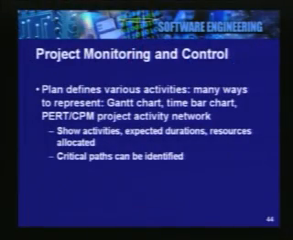Once the project plan is in place, we will use it for monitoring and control. The plan defines the various activities. We may represent it in different ways. There are Gantt charts, time bar charts, or PERT CPM type of activity networks which are used for representing a plan. Essentially, the plan shows the different activities. It shows expected durations for different steps and what kind of resources have been allocated to those activities.